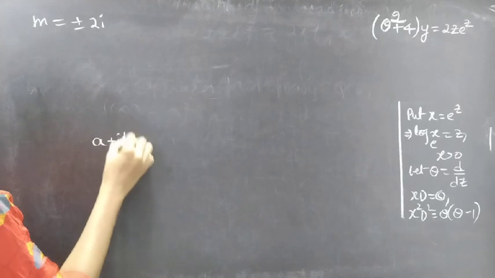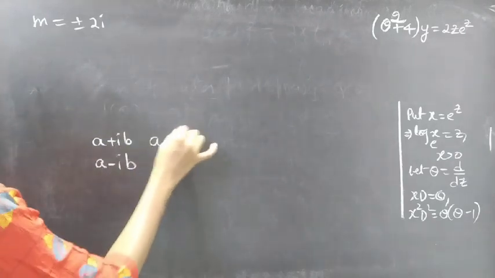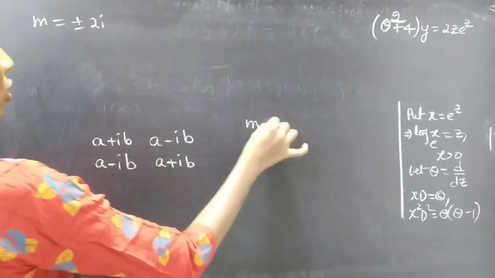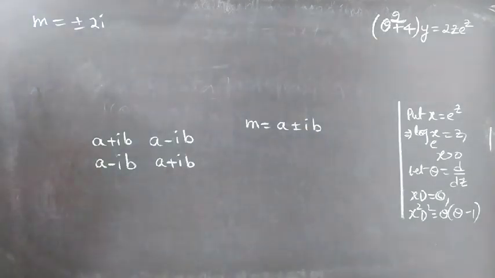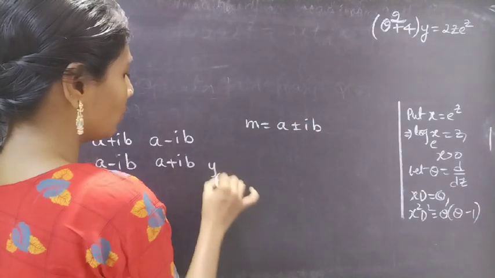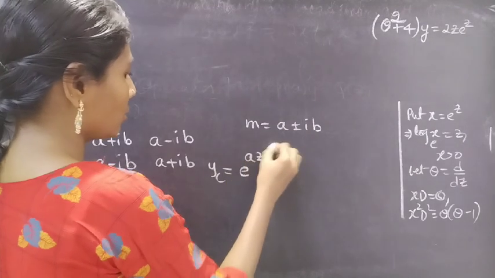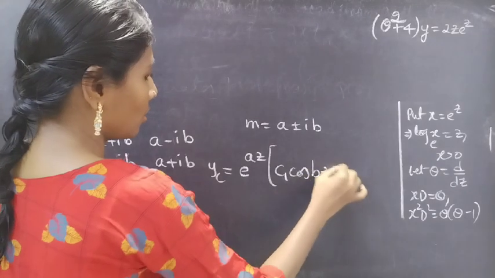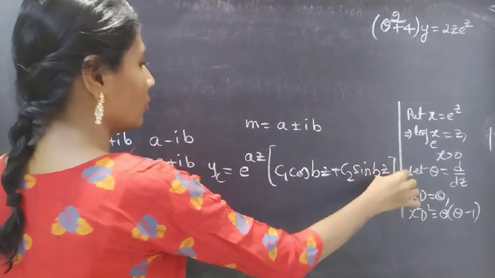We know that a + ib is a complex number and its conjugate is a − ib. Likewise, a − ib is a complex number and its conjugate is a + ib. So we'll call a plus or minus ib complex conjugate roots. If we have m equals a plus or minus ib, then yc will be e^(az) into (C1 cos bz plus C2 sin bz), right?